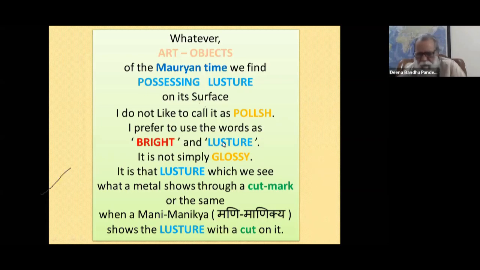You see, there is a very apt expression, like a cut mark on metal. If any metal is given a cut mark, the luster comes out of it. In the same way, when jewels are cut, we find a fresh luster. That I mention here.